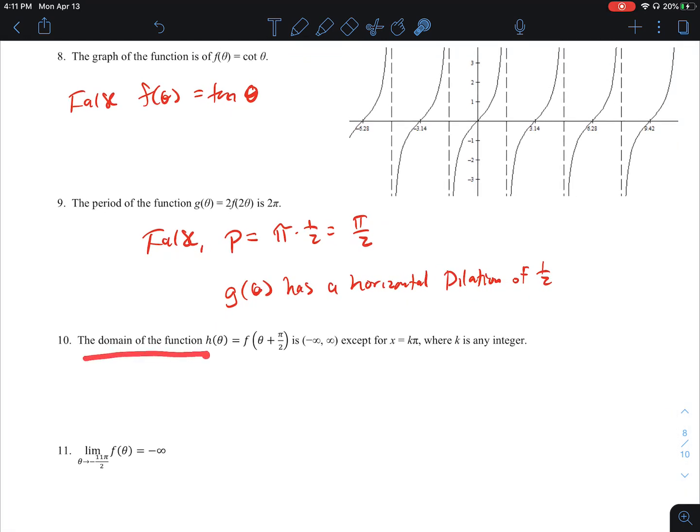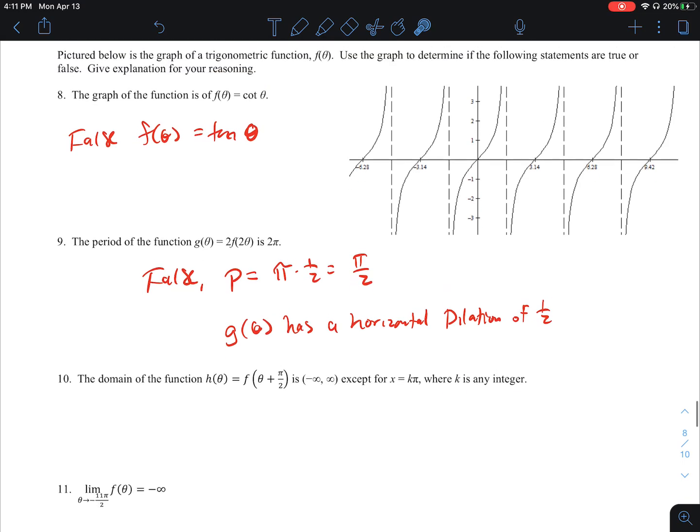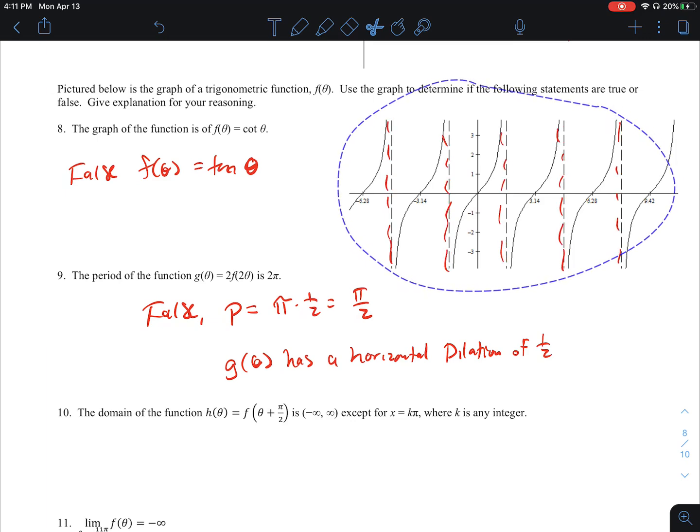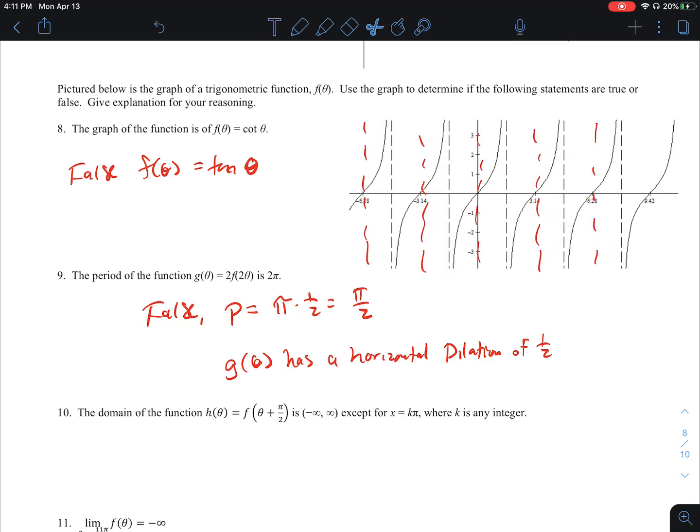10, the domain of the function h of x, which is defined as this graph here translated to the left pi over 2, is -infinity to infinity, except for x equals k pi, where k is any integer. Well, let's see. If we take the vertical asymptotes that are currently here, let's do that real quick, just tracing over them, and translate them to the left pi over 2, then yes, that matches up perfectly.